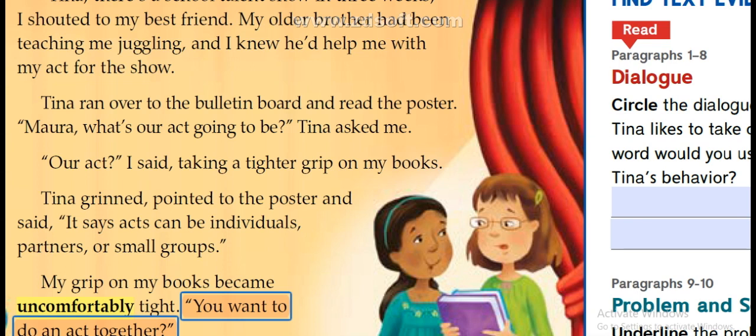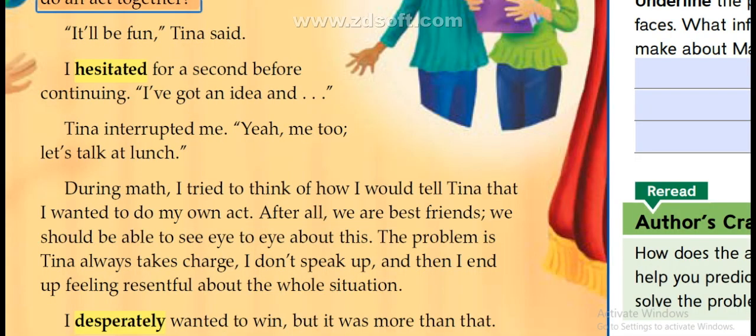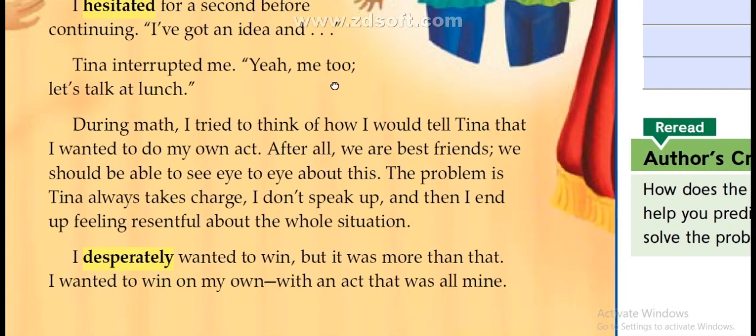So when Mora knew that Tina wants to do the act with her and didn't give her the chance to tell her no, I want to do it alone, she felt uncomfortable and she started gripping the books because she was angry, right? Because she was angry from Tina, who didn't respect her. She didn't respect her own ideas. She didn't even ask her, what should we do together? Tina thought that it will be fun if they do it together, but Mora doesn't want to do it with her. She wants to do it alone.